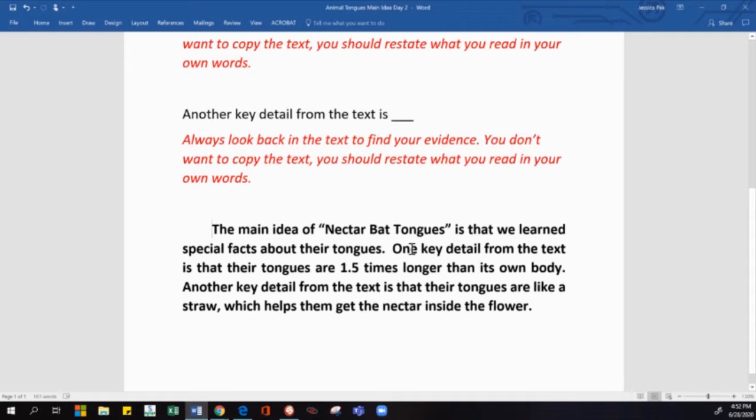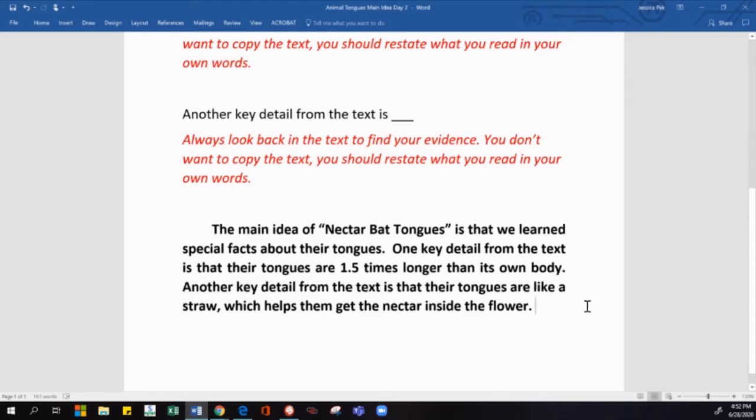One key detail from the text is that their tongues are 1.5 times longer than its own body. What a cool fact. Another key detail, I'm still using the sentence stems, which are great, from the text is that their tongues are like a straw, which helps them get the nectar inside the flower.